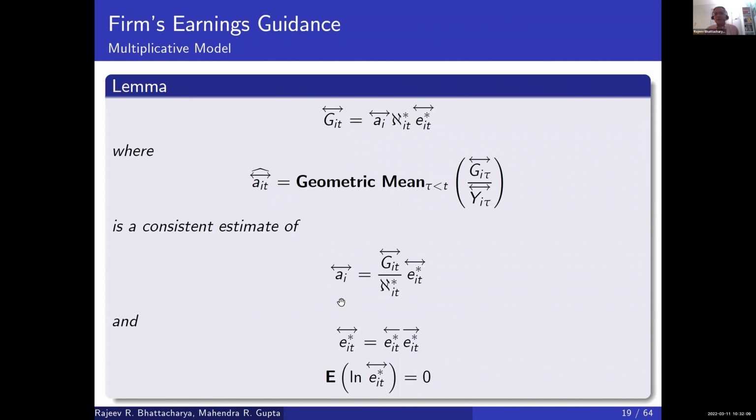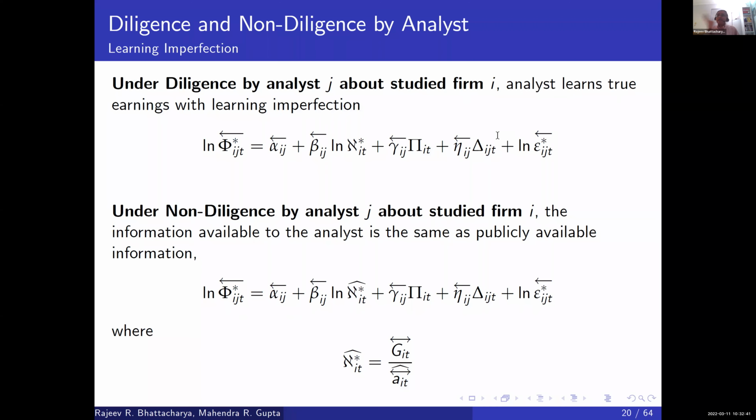So which gets us to the multiplicative model that I have been promising, that GIT double arrow is a function of this AI double arrow, which is that systemic component, which we allow for. It could simply be one. It's a function of the actual earnings times that EIT star double arrow, which is a combination of learning imperfection and the strategic component. So far we have talked about the learning imperfection and strategic component of the studied firm.